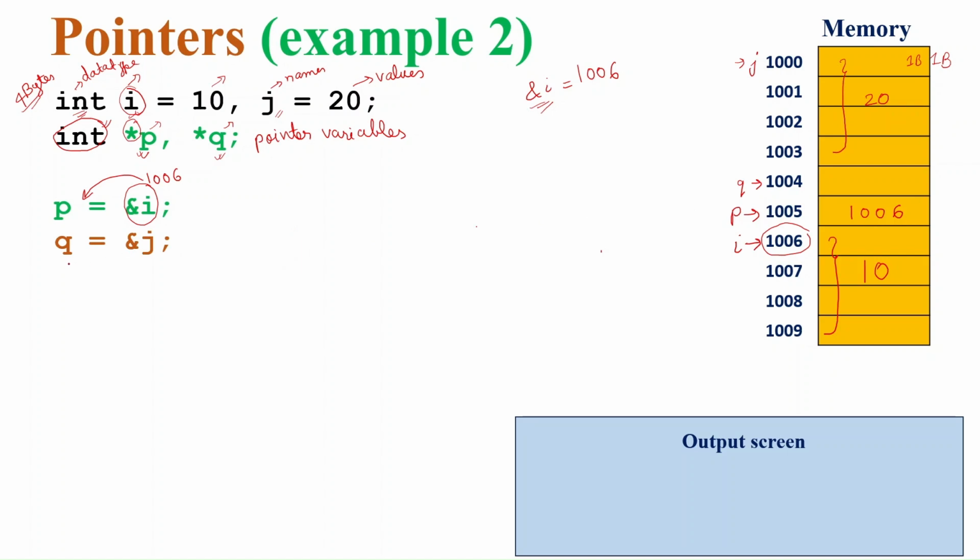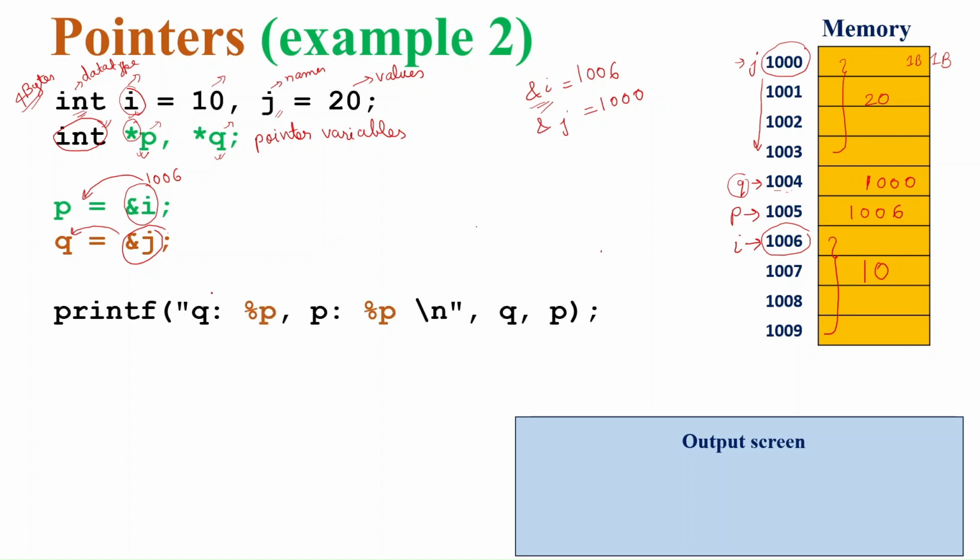Next is q. q is also a pointer variable, so it will store an address. So address of j. What is the address of j? j is occupying this memory location, from 1000 to 1003. This whole block is j. So it will get the value 1000. Now this 1000 is assigned to variable q, so 1000 is stored in variable q at memory location 1004.